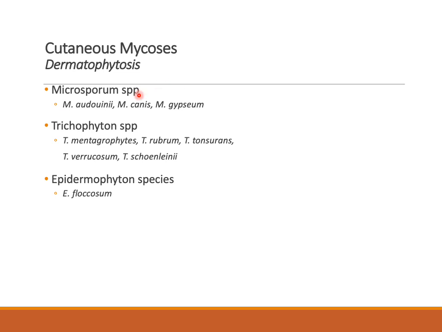So these are the three genera, you remember: Microsporum species. I mention here just a few of the species. There are a number of Microsporum species, but these are the significant ones causing human infection. We have Microsporum audouinii, Microsporum canis, and gypseum.